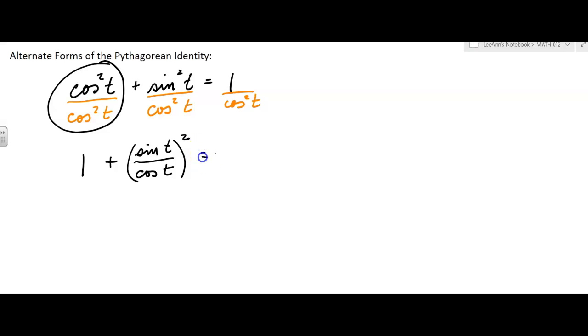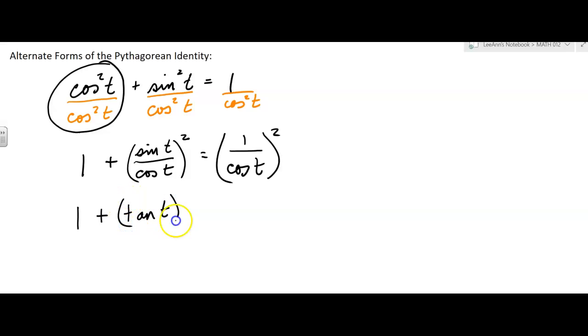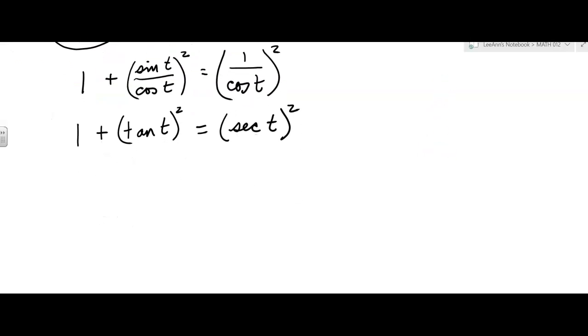Okay, I'm going to do the same thing over here, 1 over cosine t squared. Okay, now we'll use our identity. Sine over cosine is tangent. And I'm going to write it this way so you can see it. 1 over cosine is secant. They're not going to leave it that way, though. They're going to write it as 1 plus tangent squared t equals secant squared t.